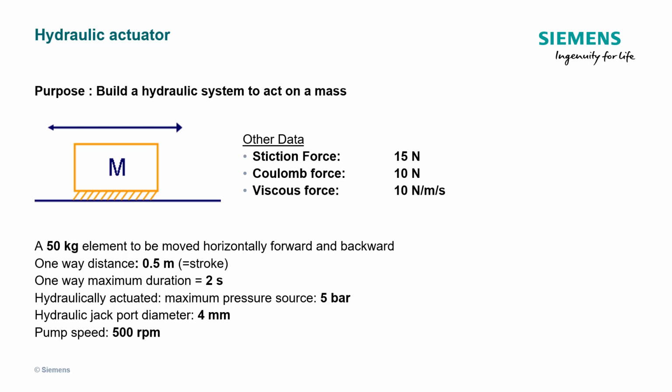We have an ideal mass staying on the ground, and our objective is to move it horizontally forward and backward. The known information of the parameters of this system is given below, including friction coefficients, the mass value, the required moving displacement, duration limitation, and so on. Besides, it's also mentioned that the actuation is done by hydraulic jack. The pump speed is also defined. With information provided in this slide, now we can start the modeling work with the first step.